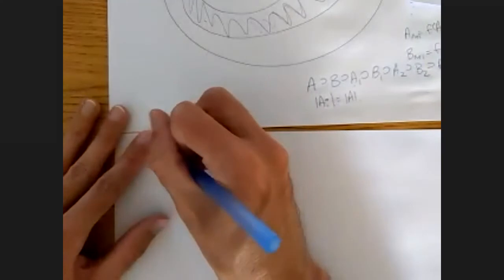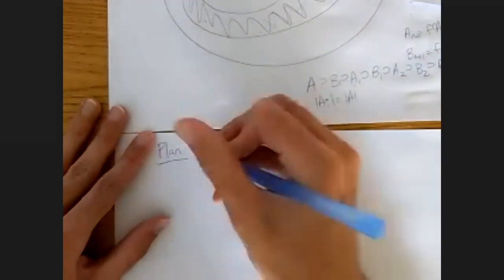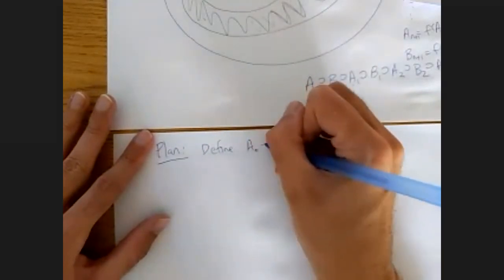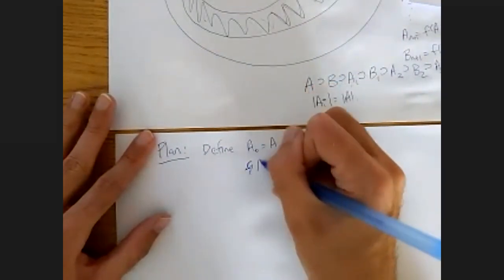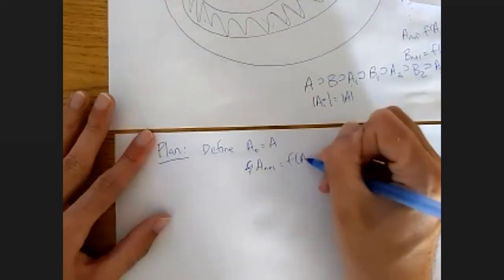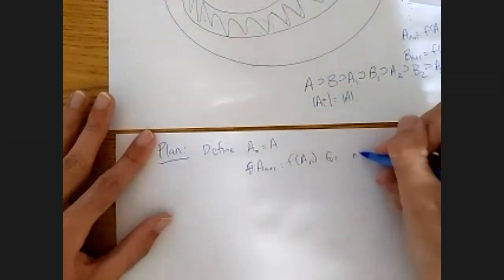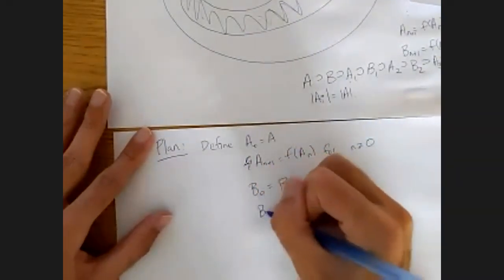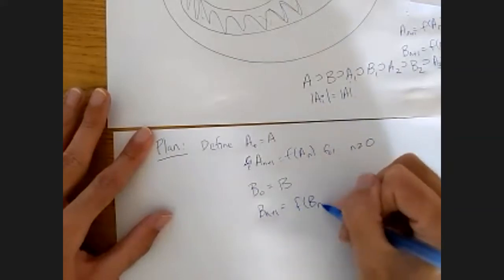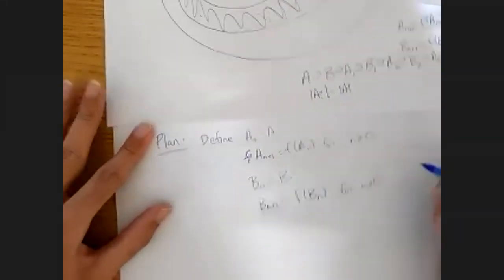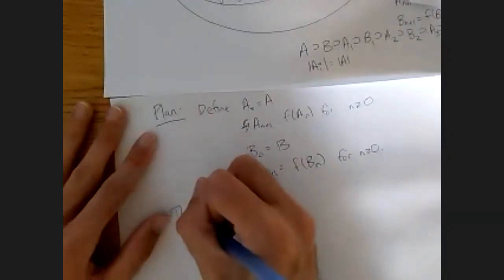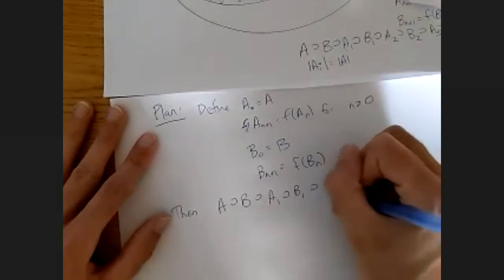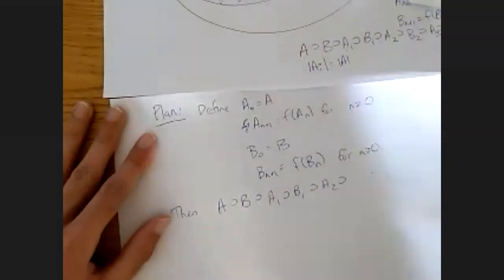Okay. So the plan, we define a0 equals a, and a_{n+1} equals f of a_n for n greater than or equal to 0. b0 equals b, b_{n+1} equals f of b_n for n greater than or equal to 0. Then we have a contains b, contains a1, contains b1, contains a2, and on and on.